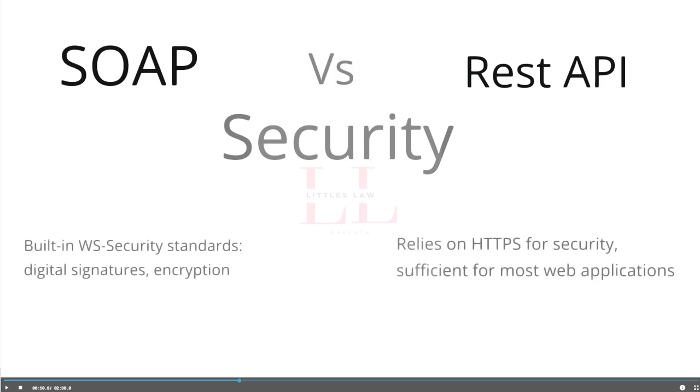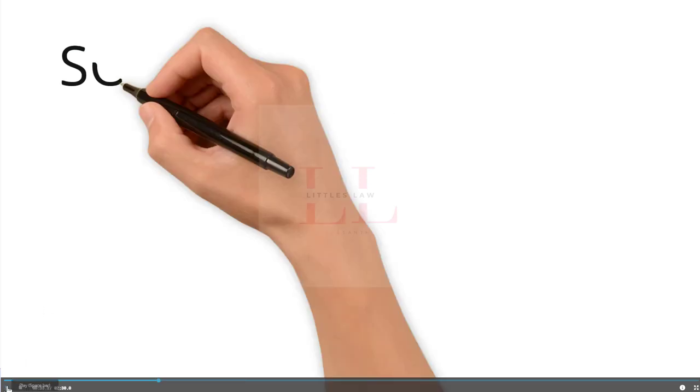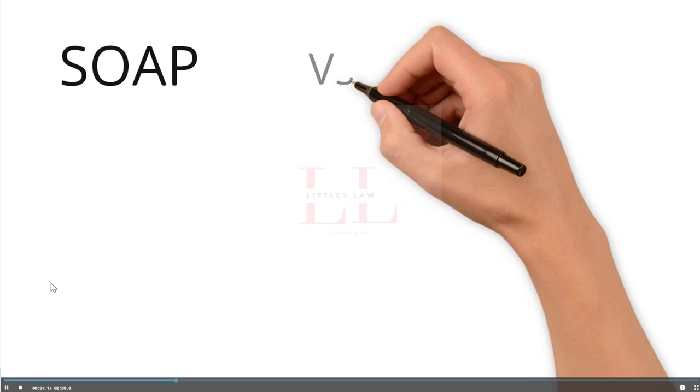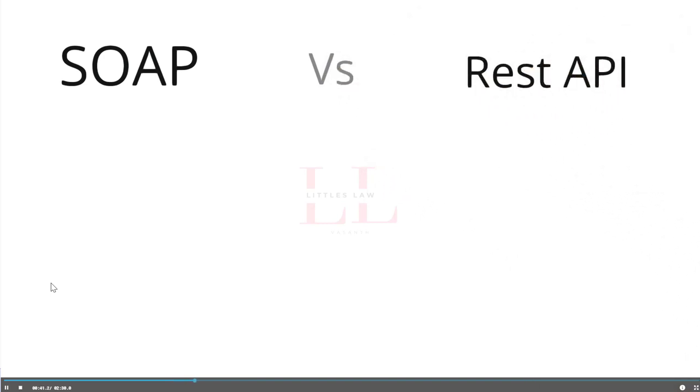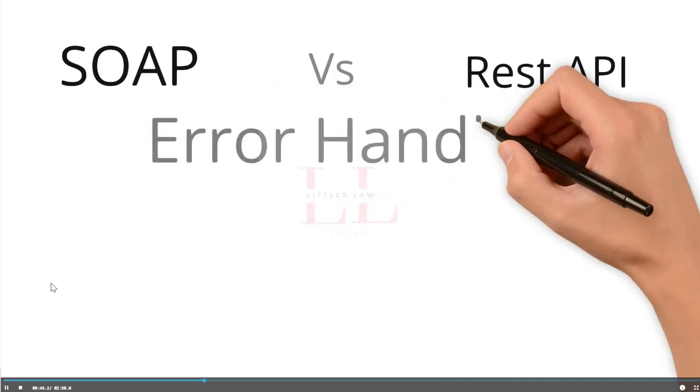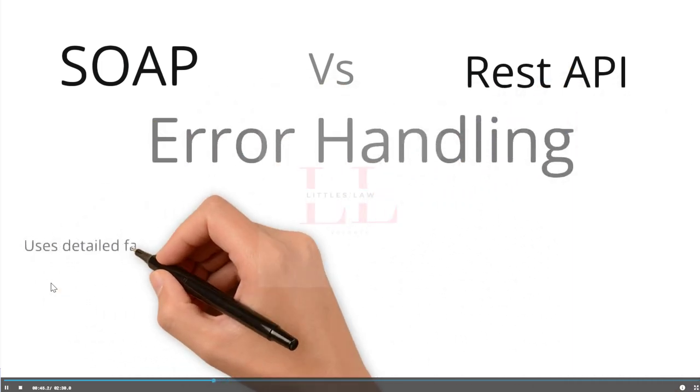So next we will move on to error handling. How do SOAP and REST handle errors? So the next part is error handling. SOAP uses a fault element in the message body. It handles detailed fault messages using the fault element in the message body to handle errors.